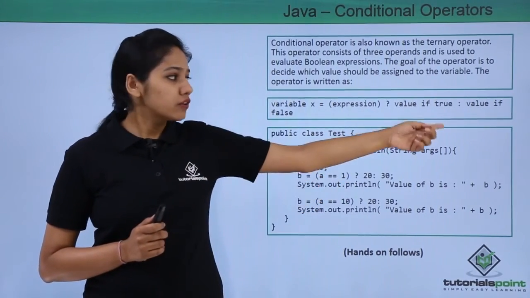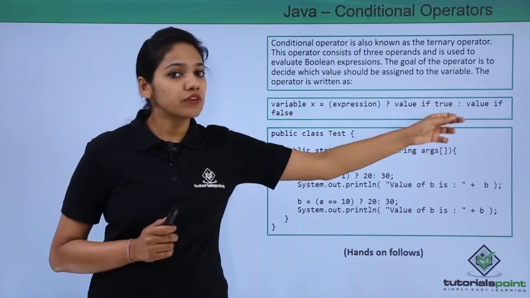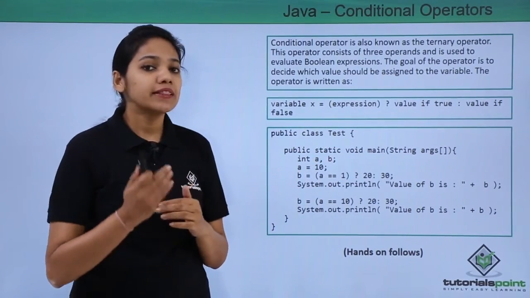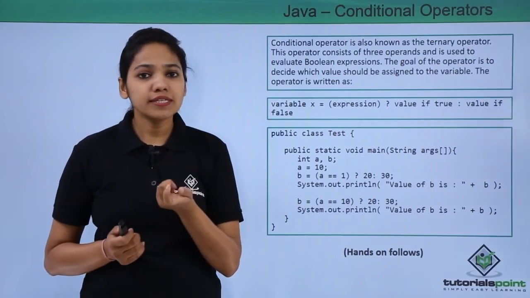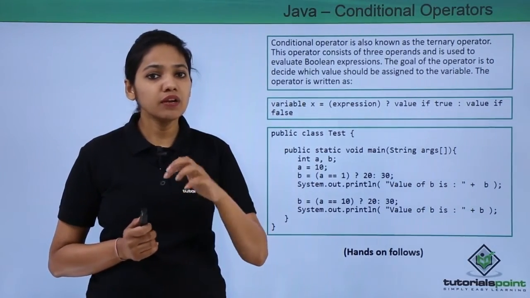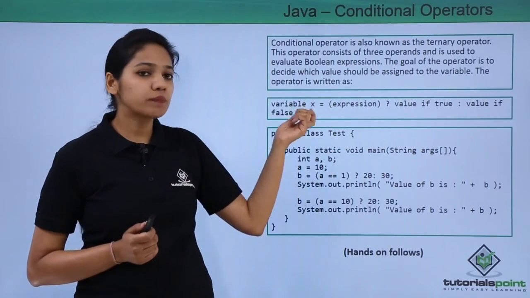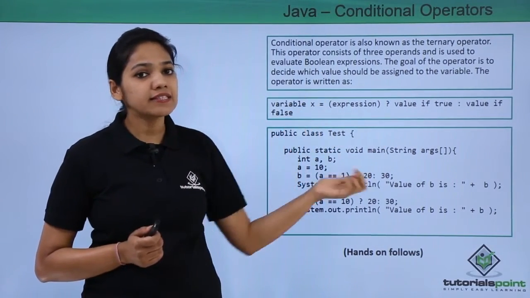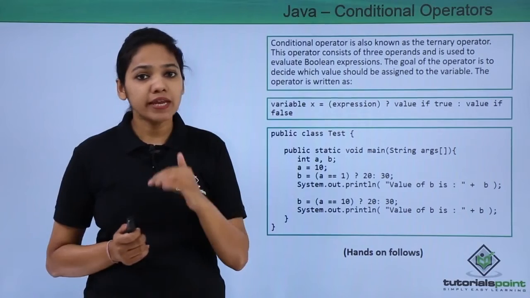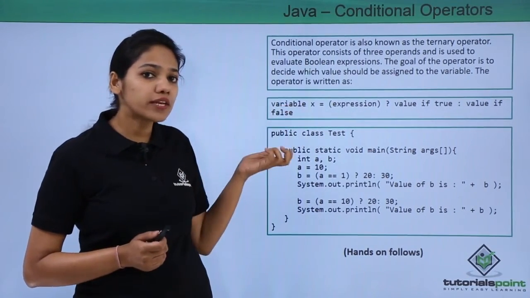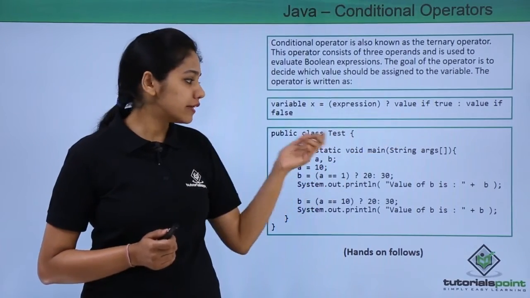If the value if true is of integer type, then the value if false should also be an integer type, and they cannot be void. And what do you understand by void? Void is where you do not return any value. Therefore, the value would be stored in x, and this kind of operator is mainly used when you want to store some value in a variable depending on a condition.